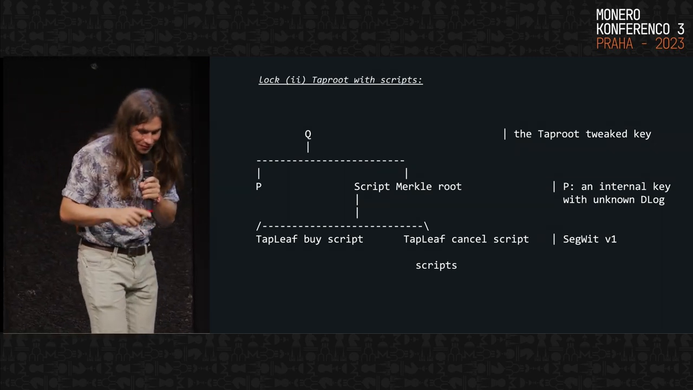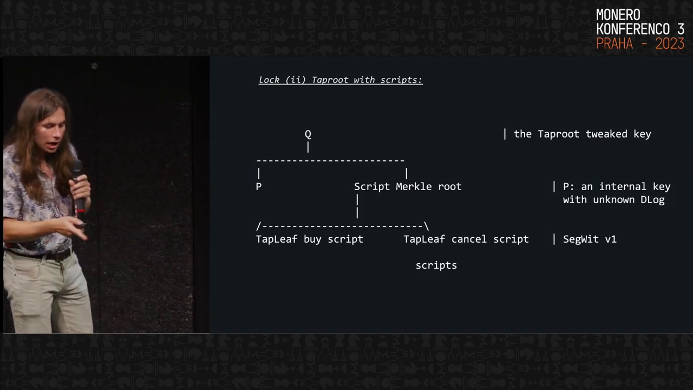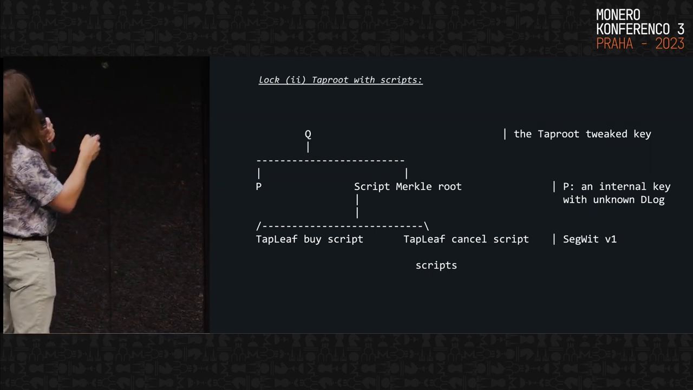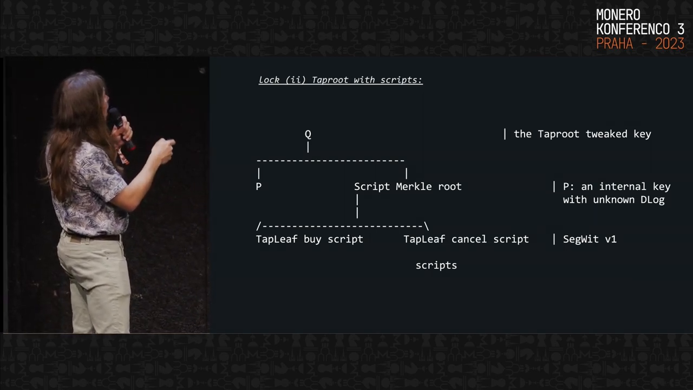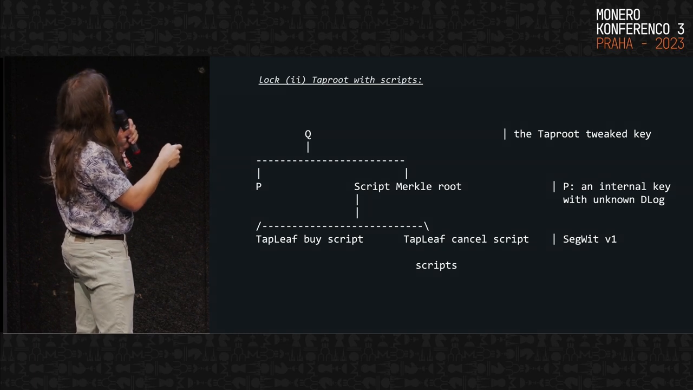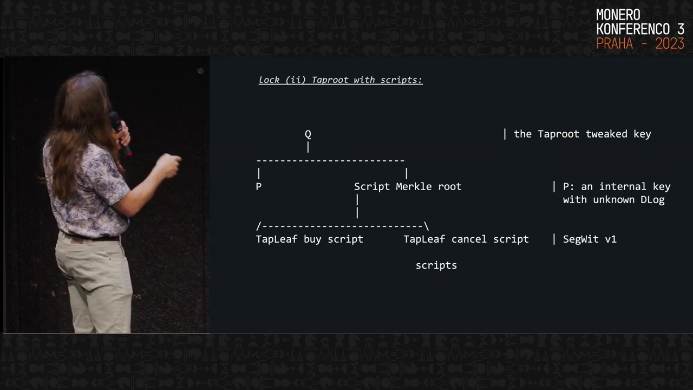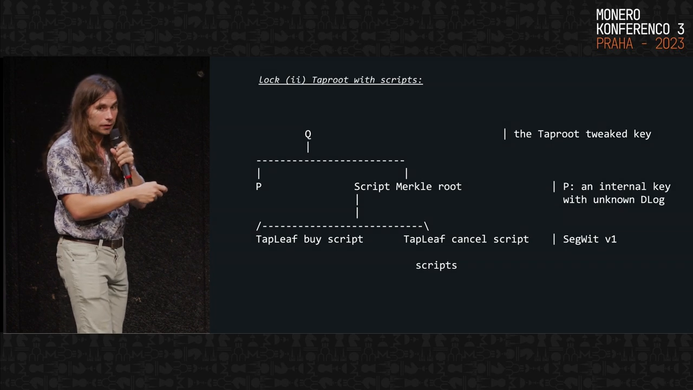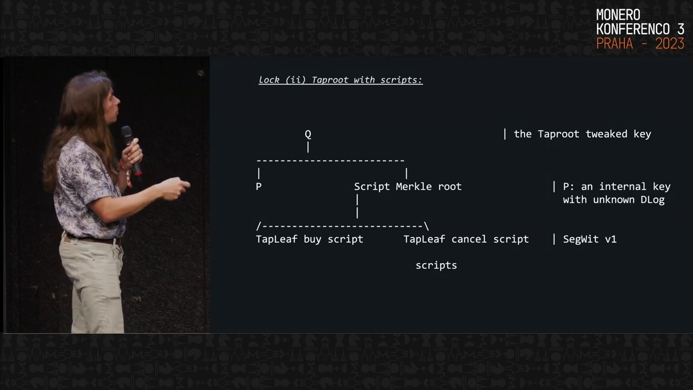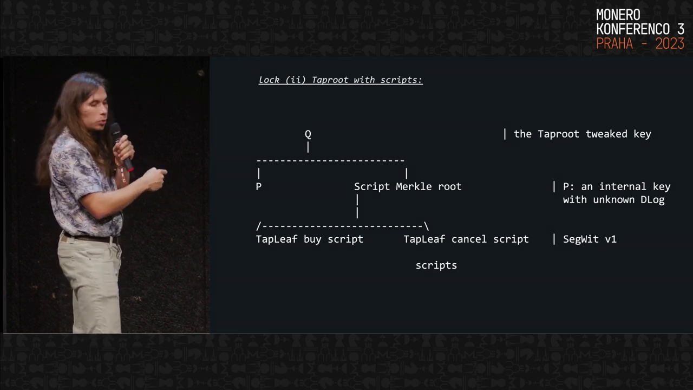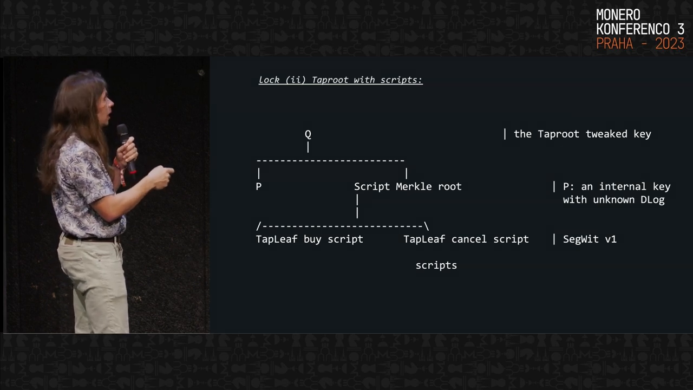Again, I'm slightly short on time here. I will just say that what we can do with Taproot is that we can hide all of this in a Merkleized form where we don't have to reveal either the cancel or the buy scripts in advance. And if we both come to agreement, when executing one of them, we can just agree and don't even have to reveal either of these scripts.